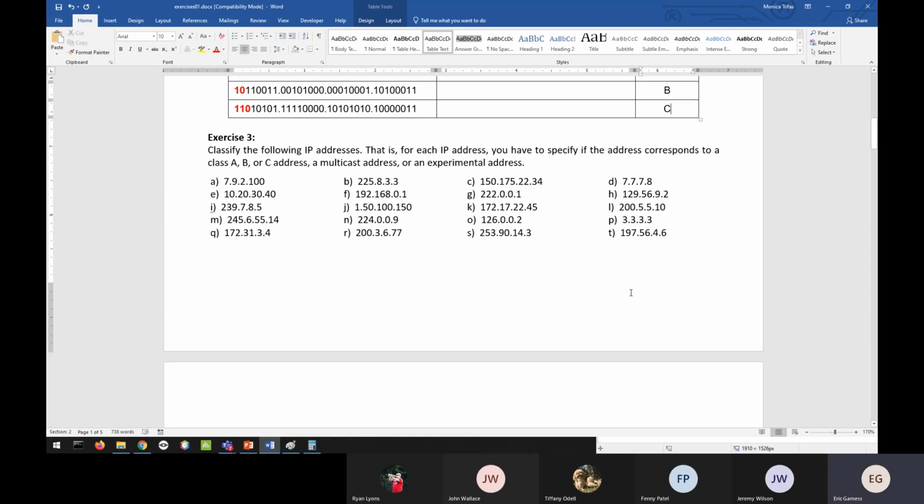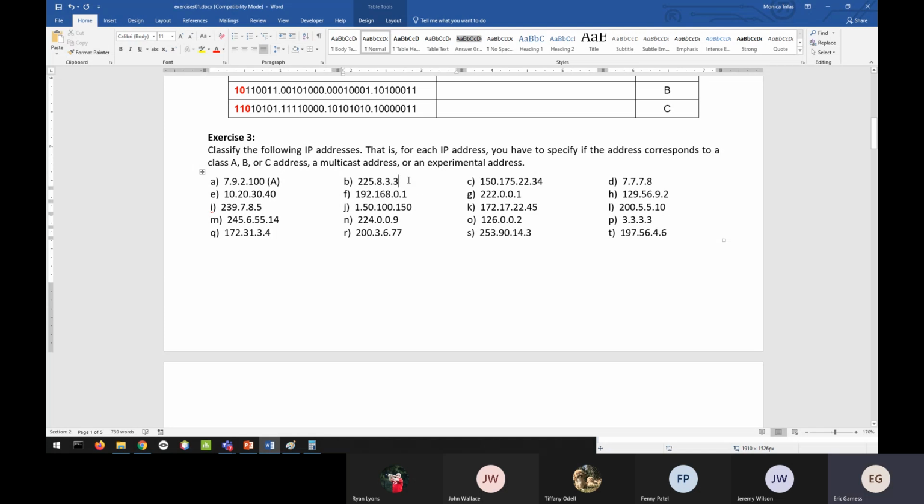Exercise 3. Classify the following IP addresses. That is, for each IP address, you should specify if the address corresponds to a class A, B, C address, a multicast address, or an experimental address. So the way to do this exercise is just to look at the first byte. So this is what? A. So let's put an A here.